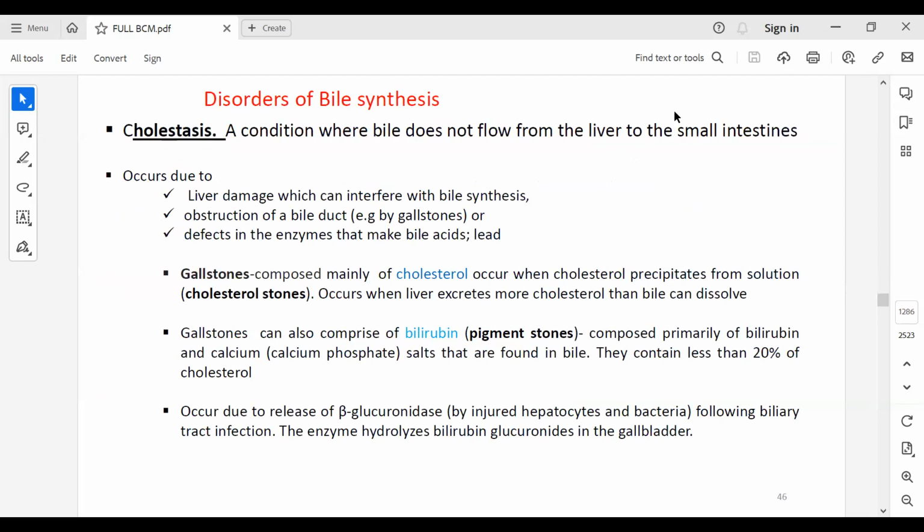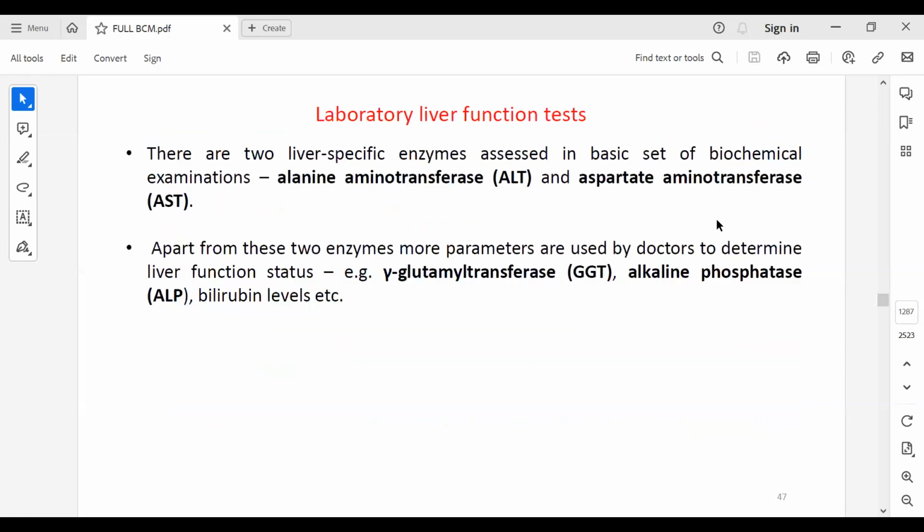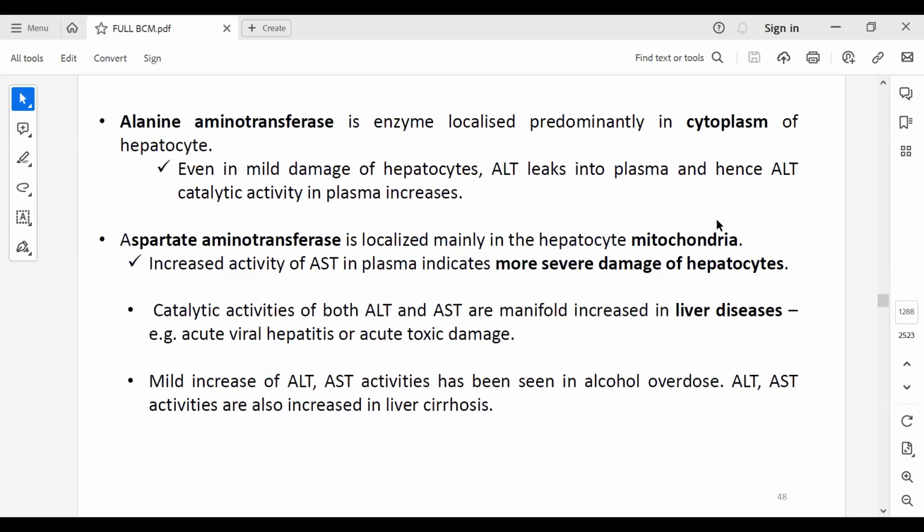So we've already talked about cholestasis, where the bile does not flow from the liver into the small intestine, and that can occur due to liver damage or obstruction or defects in the enzyme making the bile itself. So two liver-specific enzymes are usually assessed, which are ALT and AST. After you've done this, you can also measure GGT or ALP and also the bilirubin levels. So these are the most important ones.